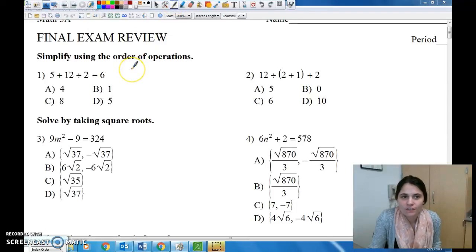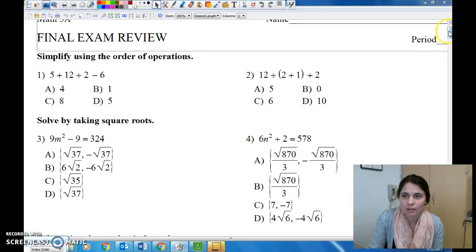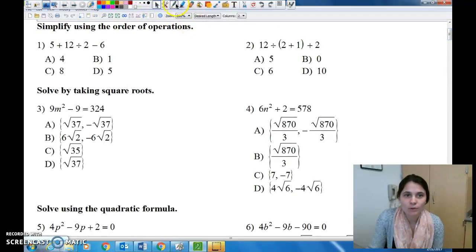Okay, so this is your final exam review. I'm going to go ahead and go through how to do each type of problem. I will only do one of each type, but I will let you know the answer to the other so that you can kind of check yourself as you go. I'm just going to start by showing you number one, which is just using the order of operations.